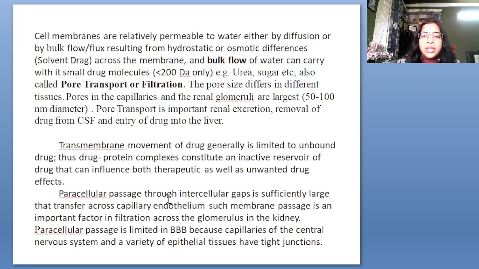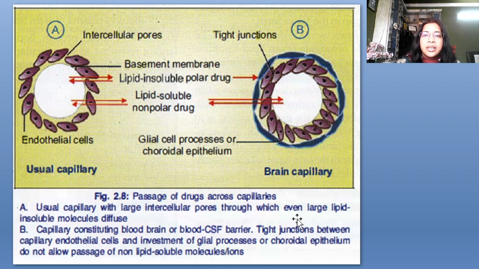Paracellular passage through intercellular gaps is sufficiently large for transfer across capillary endothelium. Such membrane passage is an important factor in the filtration across the glomerulus in the kidney. Paracellular passage is limited in the blood-brain barrier because capillaries of the central nervous system and a variety of epithelial tissues have tight junctions. We can understand this through this diagram. You can see this is a diagram of endothelial cells in a usual capillary.